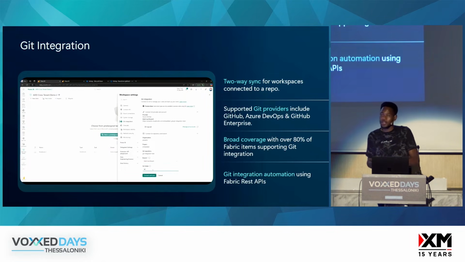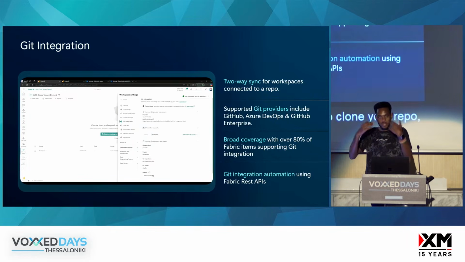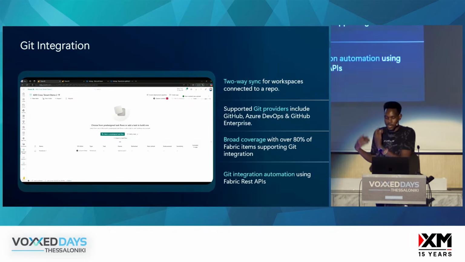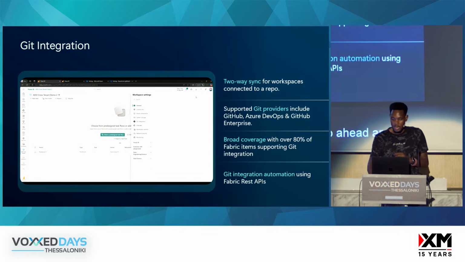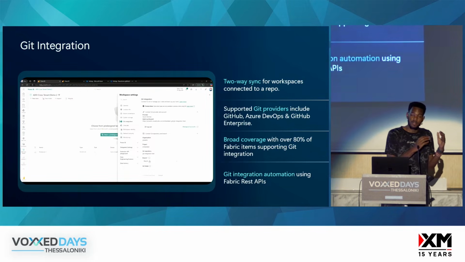But on the other hand, you can clone your repo, make changes maybe in VS Code, push that, and you can go ahead and pull those changes directly again from the workspace. Now, I'm going to show you a quick demo in terms of how that works.